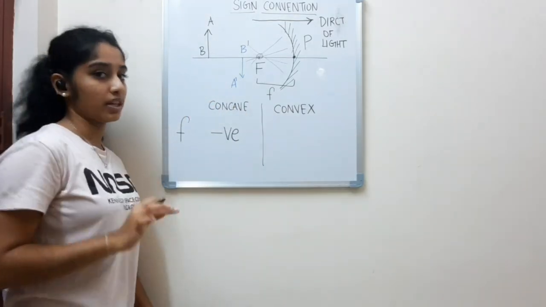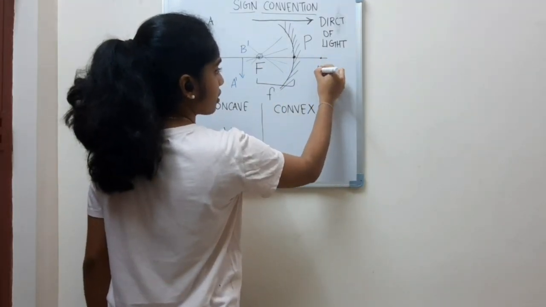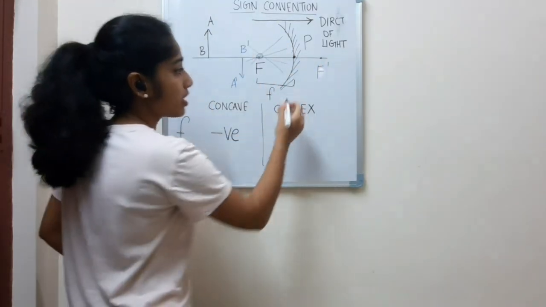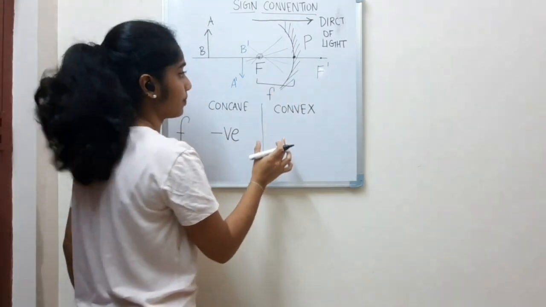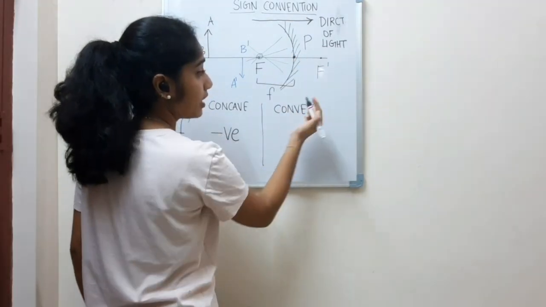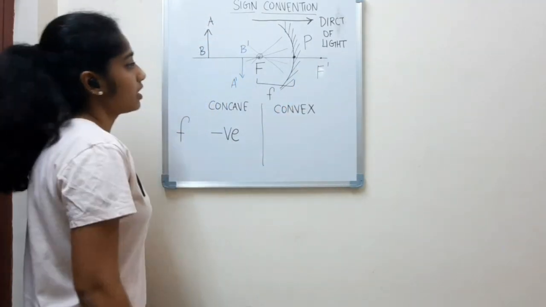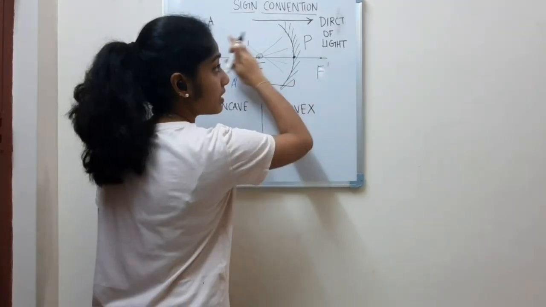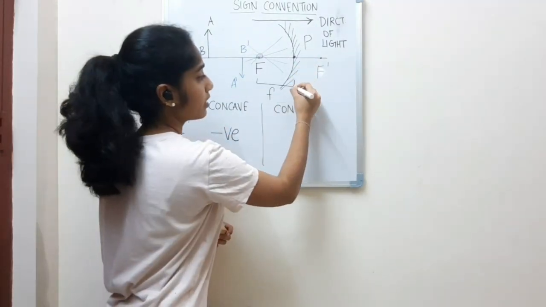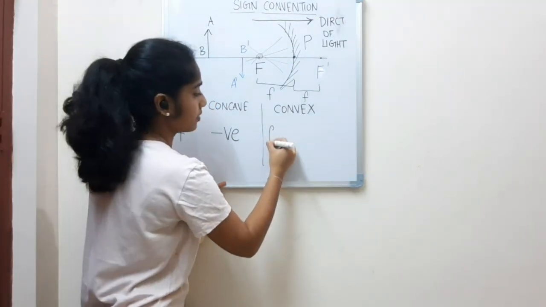Now, in case of a convex mirror, okay, your F will be here, right? Let's say F dash. Obviously, the shape of your mirror will change. So your F dash is here, and you want to measure the focal length of the convex mirror. So you move from P to F dash, to the right, towards the direction of light. So your small f, that is your focal length here, let's say F again or F dash, whatever, is positive.